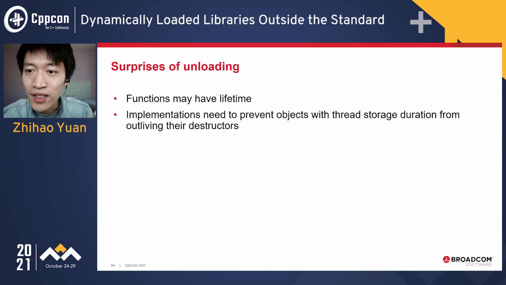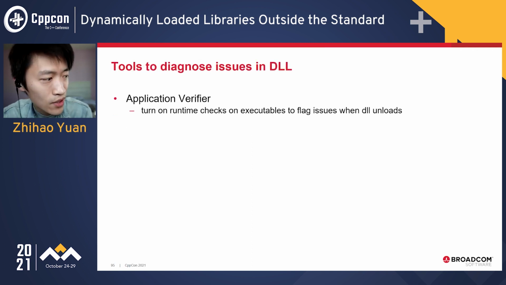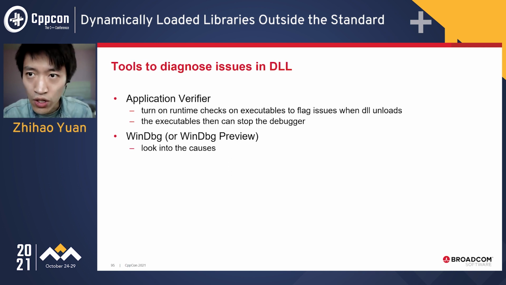Let's get back to the leaking issue with MSVC on Windows. How to diagnose it? Fortunately, we have tools. Application Verifier has a UI that allows you to turn on runtime checks on executables to flag issues, specifically when there are unloads. After being flagged, those executables can stop in the debugger. If you run them outside the debugger, they can cause a crash and give you a dump. After being flagged, we can then use WinDbg or WinDbg Preview to look into the causes.